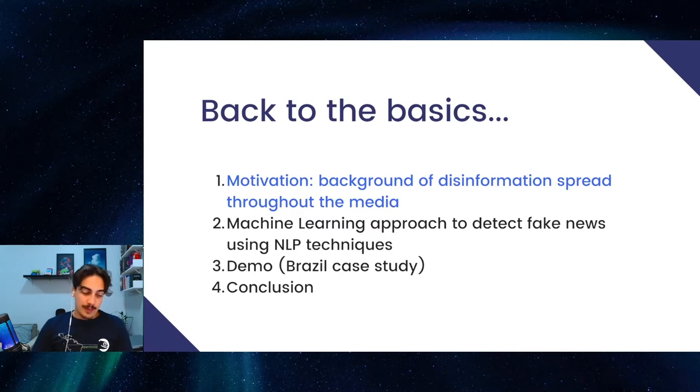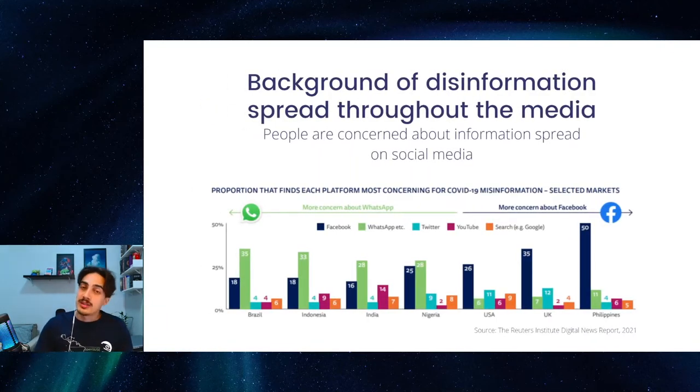So, all right, going back to the basics. I want to give us some background of disinformation spread throughout the media to understand why it's important to involve machine learning around all this problem. And right now, people are very concerned about information spread on social media. And this happens on many different social media platforms. Depending on the country that you live in, you can see that people are more concerned about WhatsApp, like in Brazil. Or if you live in a country like the Philippines, people are more concerned about Facebook.